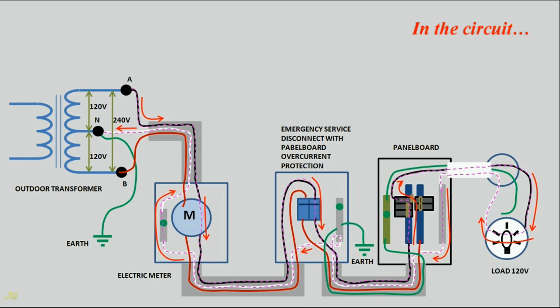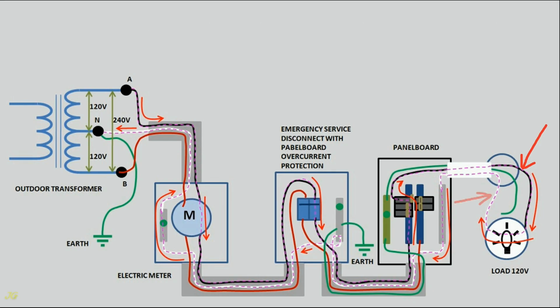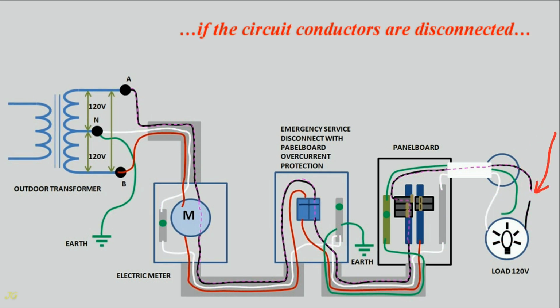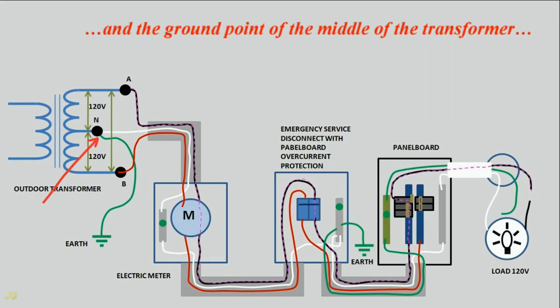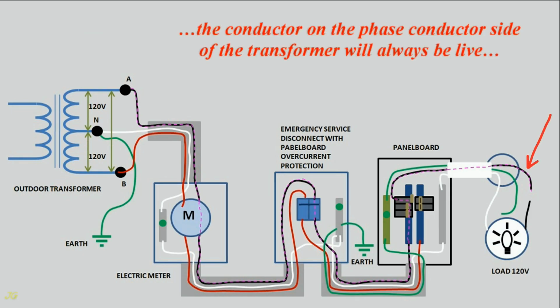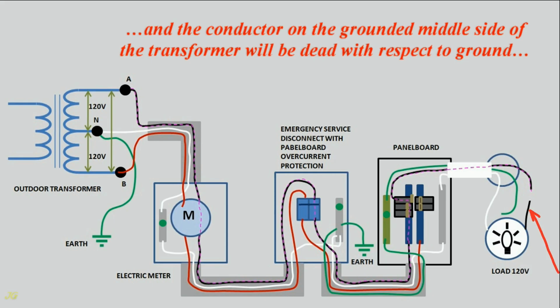In the circuit with the voltage between the phase conductor and the grounded conductor, 120 volts, if the circuit conductors are disconnected at any point between the phase conductor of the transformer and the ground point of the middle of the transformer, the conductor on the phase conductor side of the transformer will always be live, and the conductor on the grounded middle side of the transformer will be dead with respect to ground.